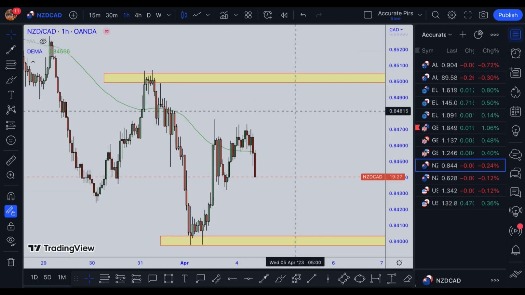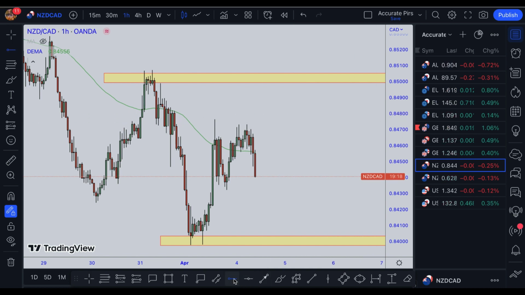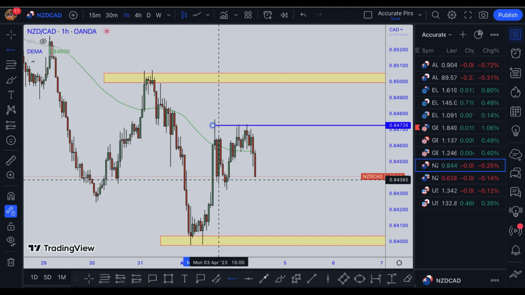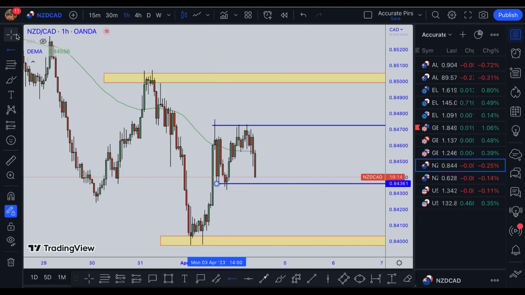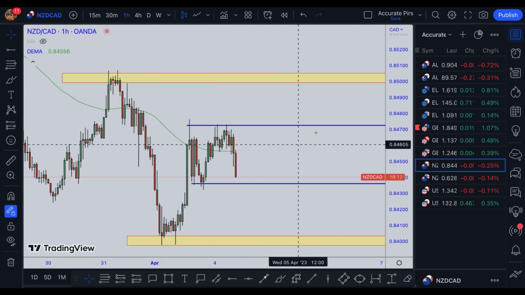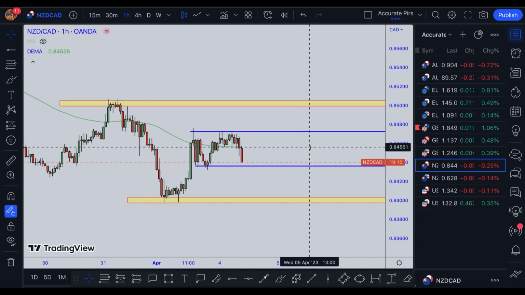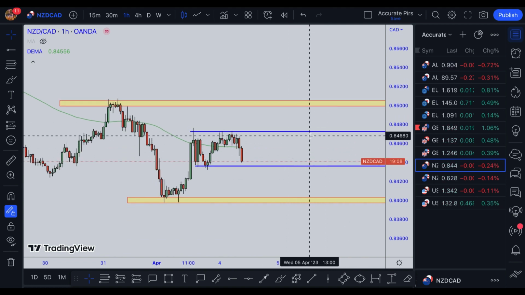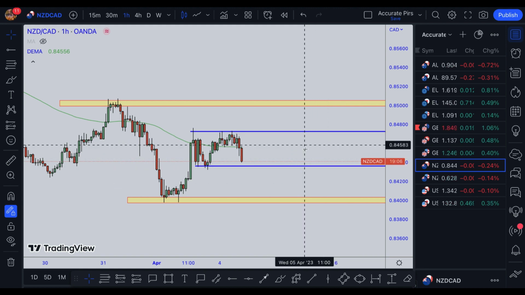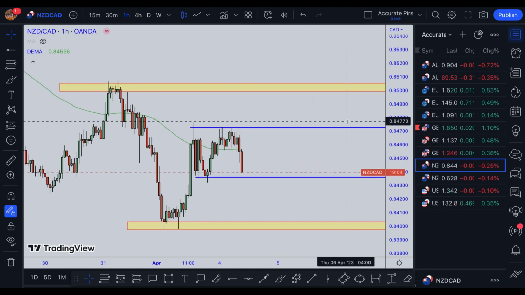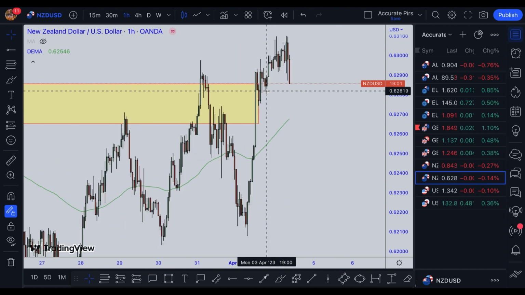Let's move on to NZD CAD. I'm not seeing much on NZD CAD, but I am going to highlight some temporary support level. Got that temporary support level there. We'll just keep an eye on it to see how it reacts around it. If we get any shooting stars or hammers on either of those two levels of support and resistance, then we would take that trade.